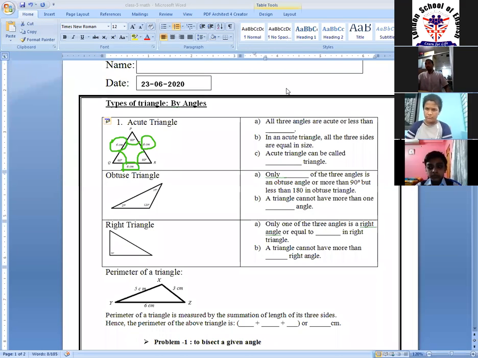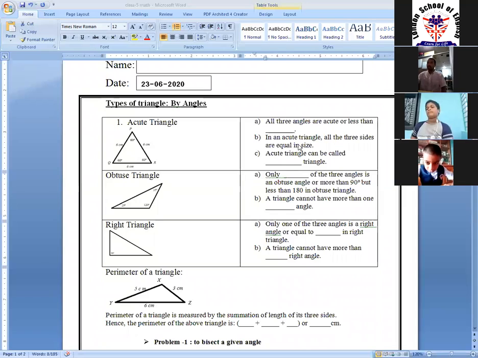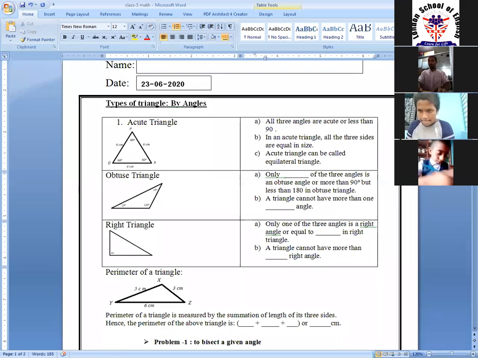Acute triangle can be called dash. Can be called what? What is another name of acute triangle? Can you say? Equilateral triangle. Why? Because all the three sides are equal. That's why it will be an equilateral triangle. Okay, I am writing. Equilateral triangle.